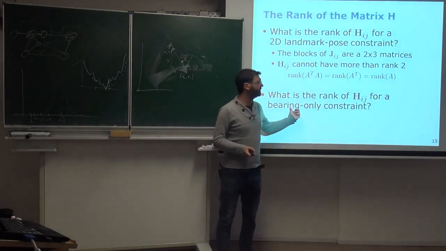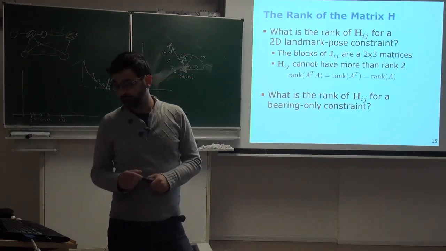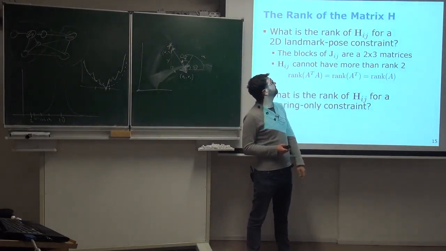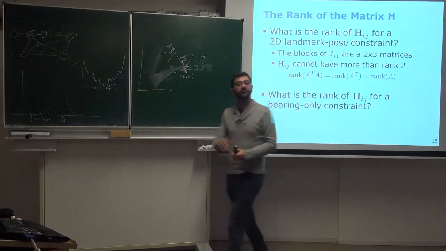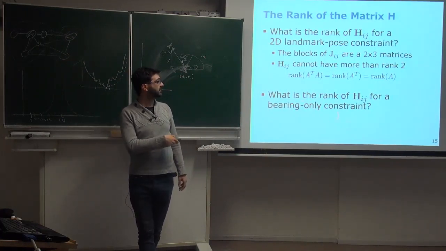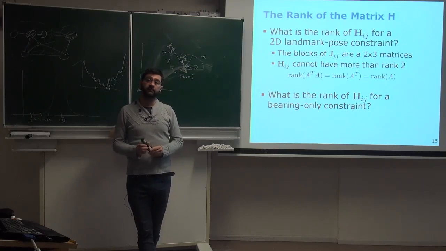So what happens when we have a bearing-only constraint or a bearing-only measurement? What's the rank of H? We can do the same reasoning. For the landmark pose, we had the 2 times 3 matrices because the observation was 2-dimensional and the pose was 3-dimensional. What happens in the bearing-only measurement? Any idea? How does the Jacobian look like? So we are measuring only one thing, right? Which is the angle. So it must be 1 times 3 again, right?